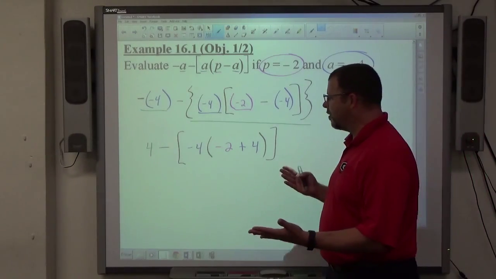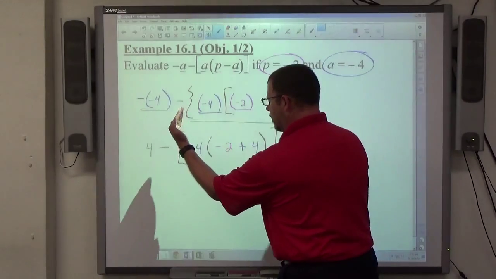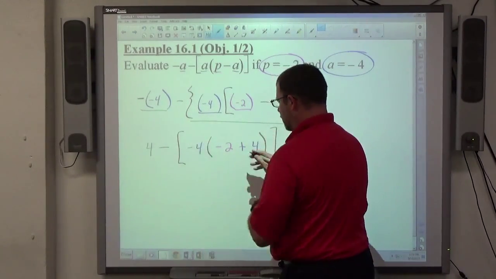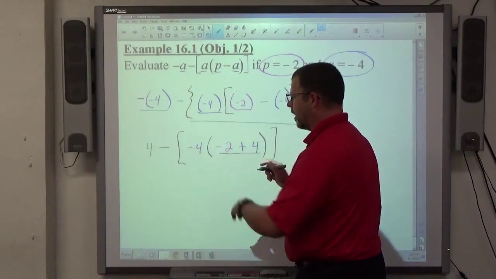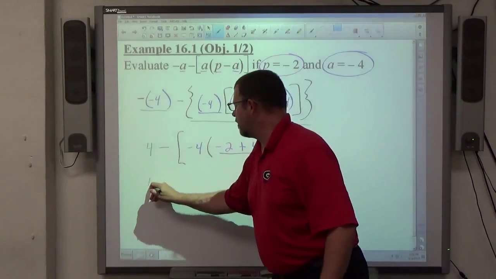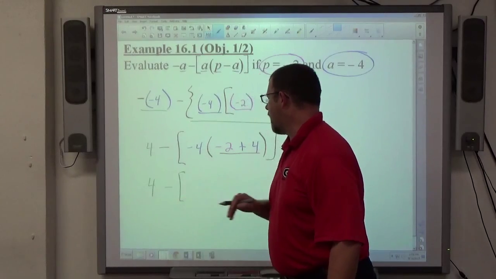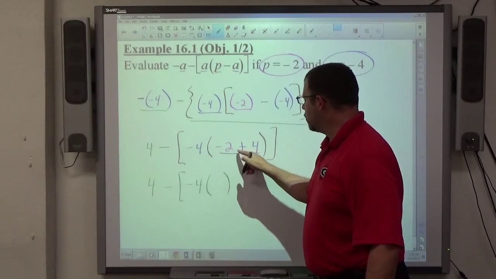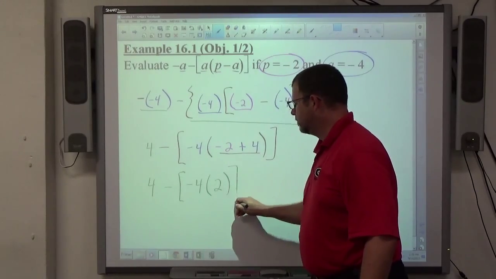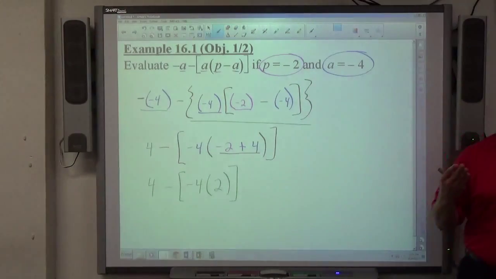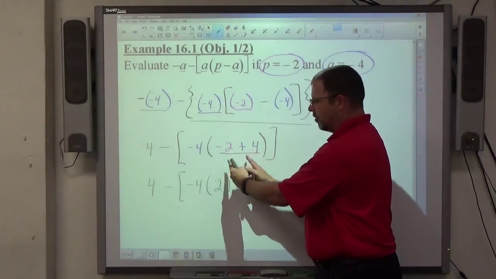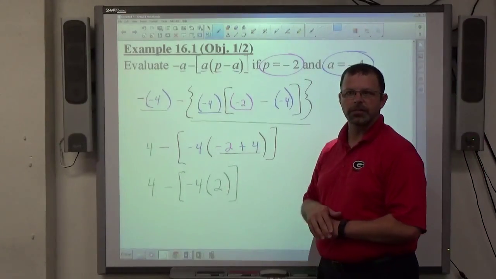Now, order of operation dictates that I have to do what's in the brackets first. Inside the brackets, I have to do what's in the parentheses first. So I have to evaluate this before I can do anything else. So this 4 is going to stay 4, that minus is going to stay minus, that bracket is going to stay bracket, that negative 4 stays negative 4. Negative 2 plus 4 makes positive 2. Anytime you're in a situation, should I add or subtract, look at the signs of the numbers involved. These are different sign numbers to subtract. 4 is bigger, so it's positive.